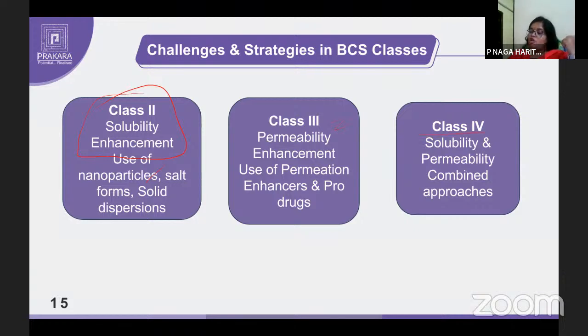And then class 4, you have to go for the combined approaches of both class 2 as well as class 3, because it addresses both. You can use solid systems such as nanocarriers, or you can also use nanocrystals like co-crystals. For example, carbamazepine co-crystals improve both solubility as well as permeability. So this is how the challenges can be addressed in the BCS classification.